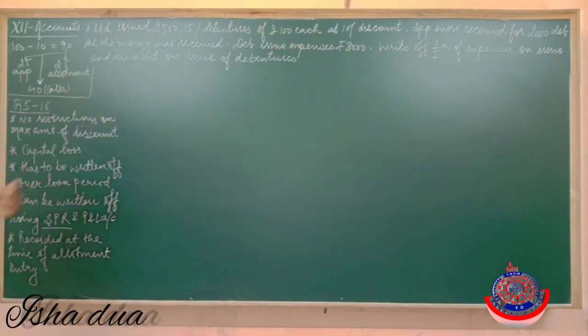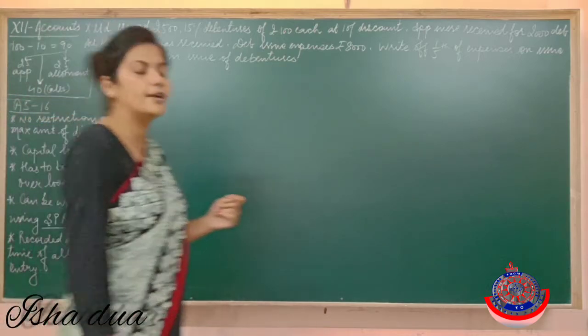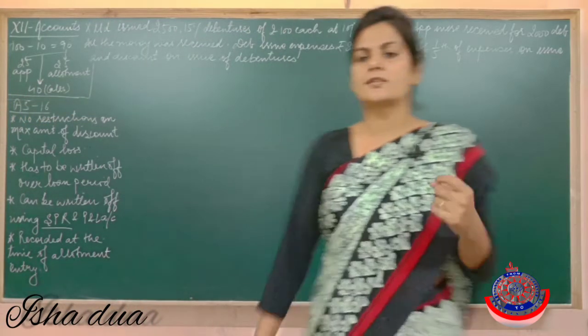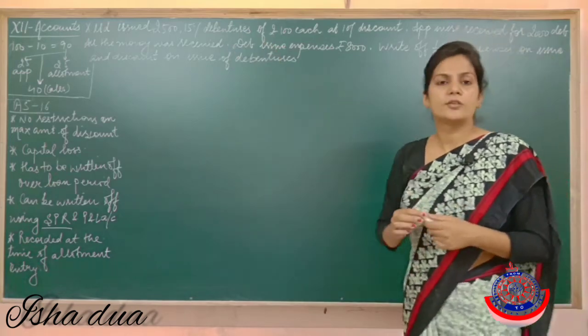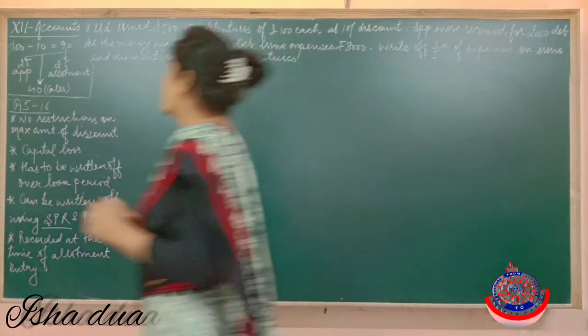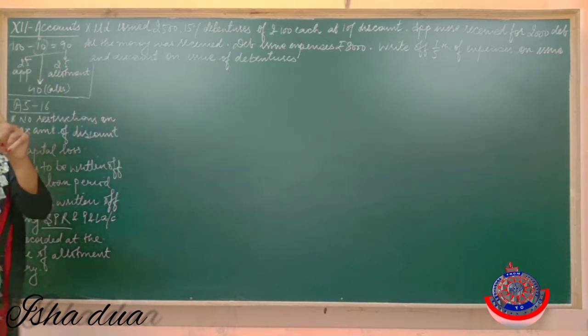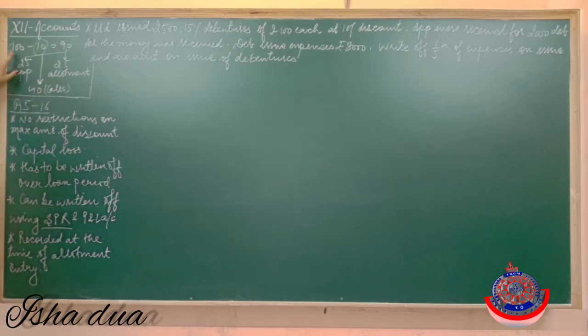Question is, X Limited issued 2500 15% debentures of rupees 100 each at 10% discount. So see, I have already written that thing on the board. 10% of 100 is rupees 10. It means the debenture whose par value is 100 has been issued at rupees 90 in the market. So this 10 rupee is the capital loss. 10 rupee is the capital loss on one debenture because the value of one debenture is 100, issued at a discount of 10%, value is 90.